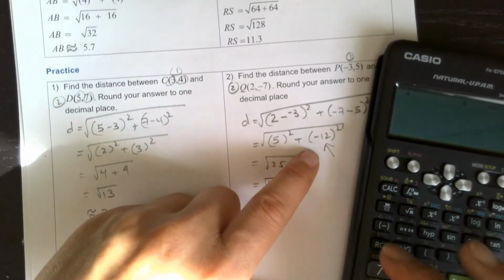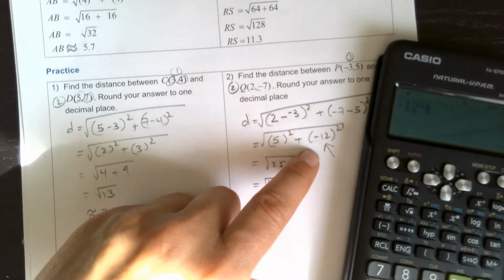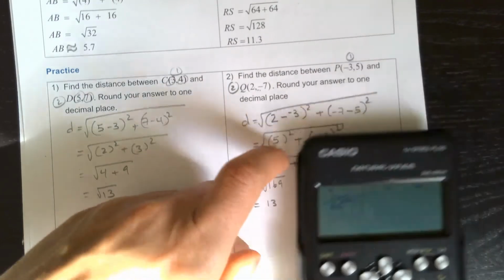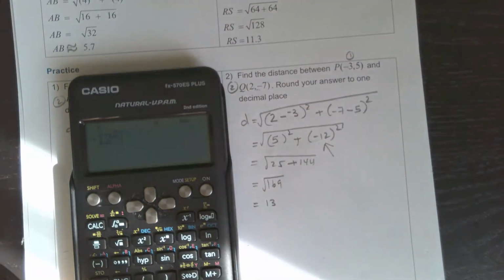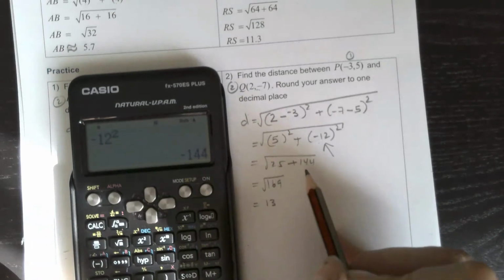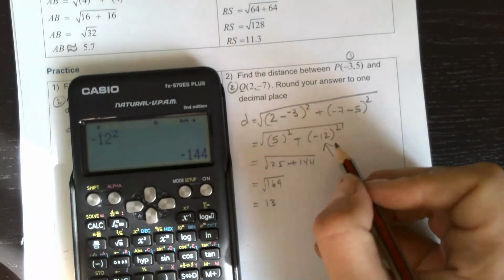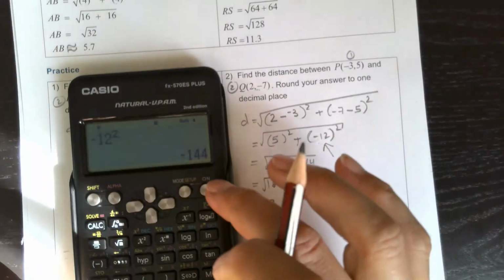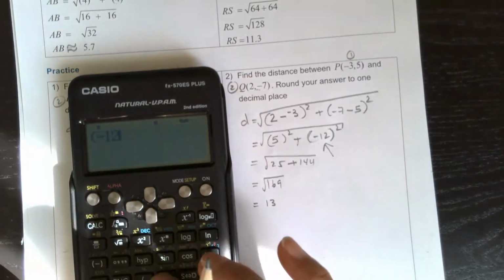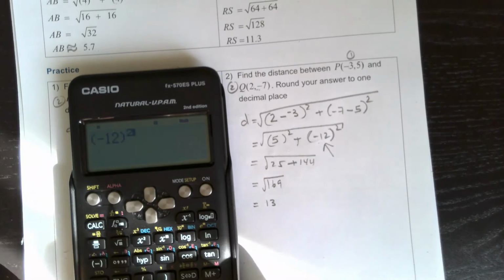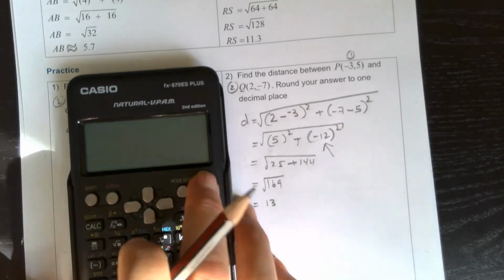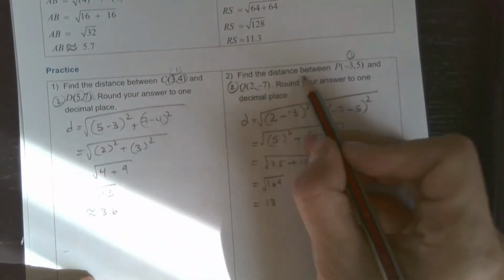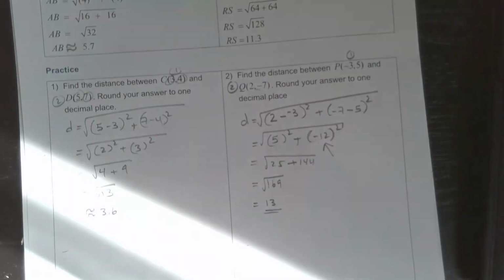So if I go negative 12 squared without the brackets, I get negative 144. But really, you have to put brackets around this negative. So if you're going to use your calculator, go negative 12 squared. Okay. So be careful with that. So the distance between these 2 points is 13 units.